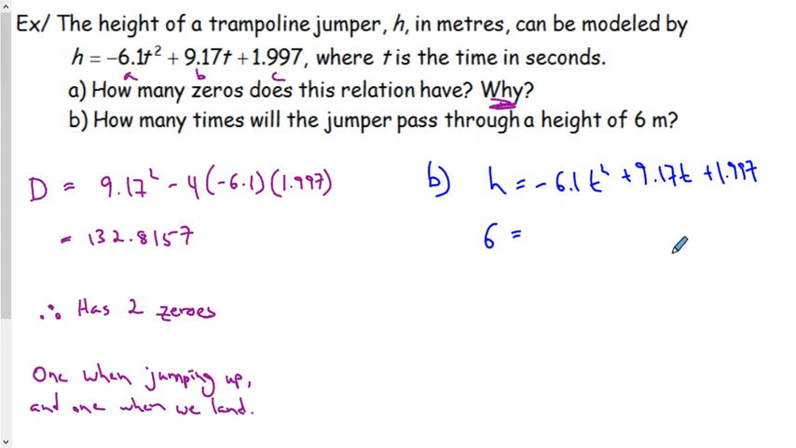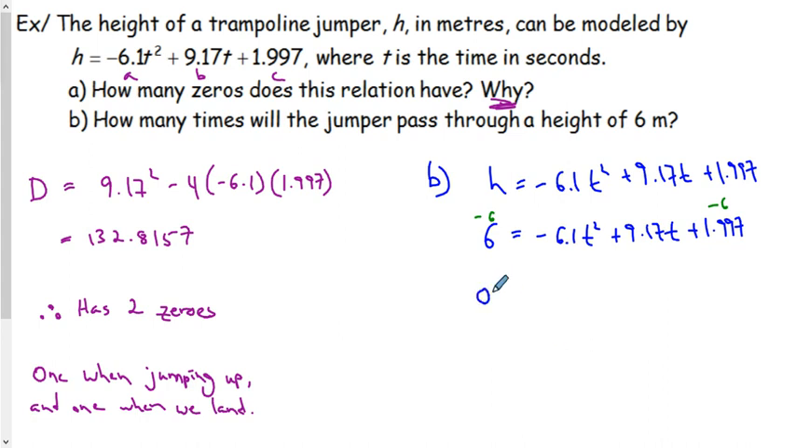If we find that we were to get 2 solutions to this, then we would say, okay, they hit 6 meters going up and coming back down. Now 6 meters is really high, so I hope they're not hitting 6 meters, but we're going to see. Okay, so we still got 6.1 t squared plus 9.17 t plus 1.997. Now before we could solve this, we need to set it equal to 0, right? So we need to get rid of the 6, so we need to subtract 6 from both sides.